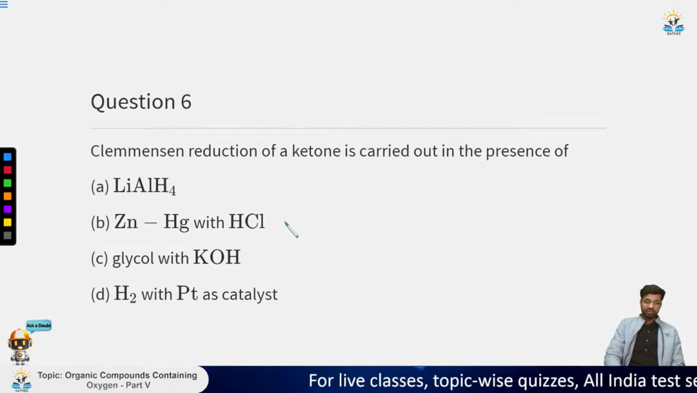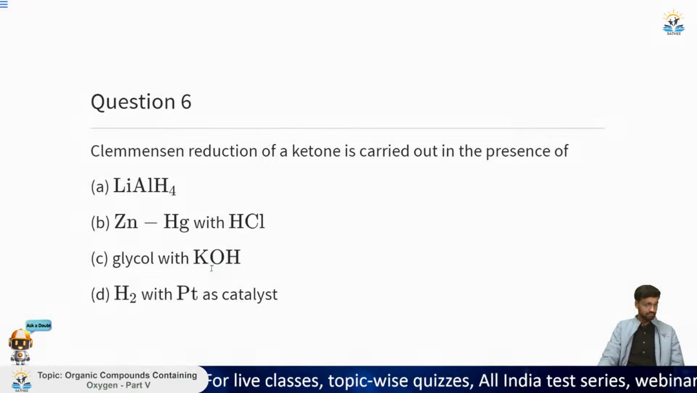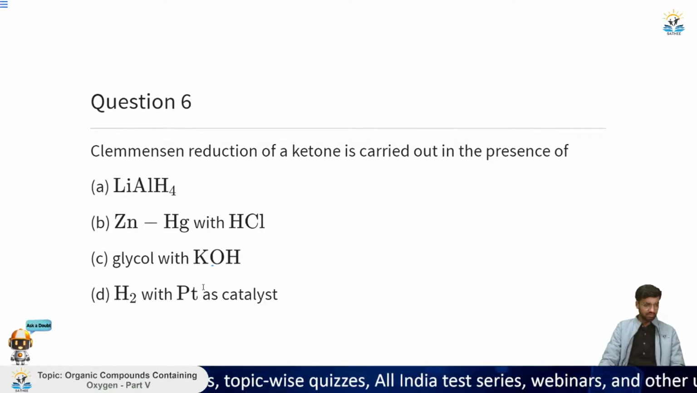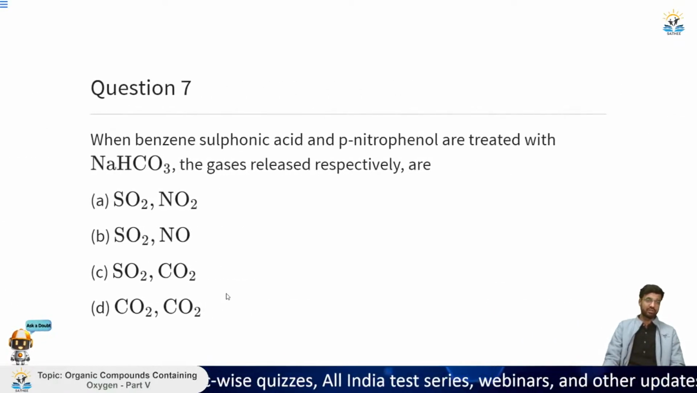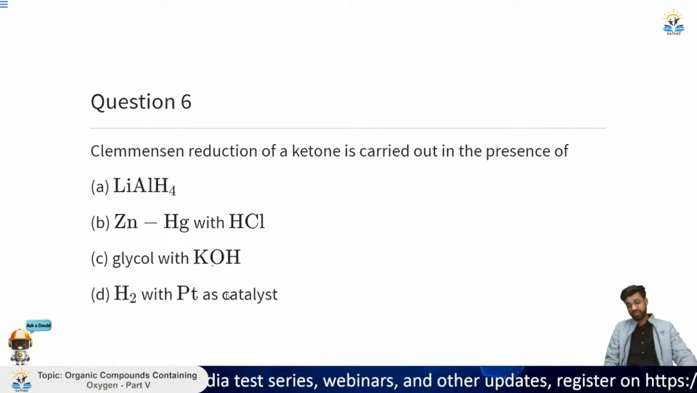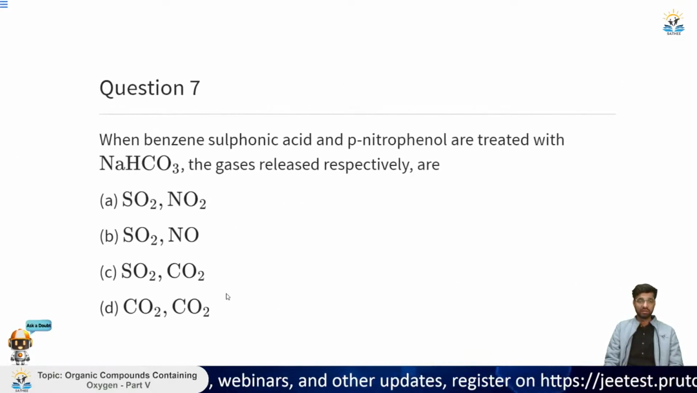Now I will show you some questions. You have to do them by yourself. I will just show you one by one. You can take screenshots. The first question, let me give you a hint. Clemmensen reduction of a ketone is carried out. So it is a simple question. I put it from the previous slide so that you can get a revision of all the concepts at once.